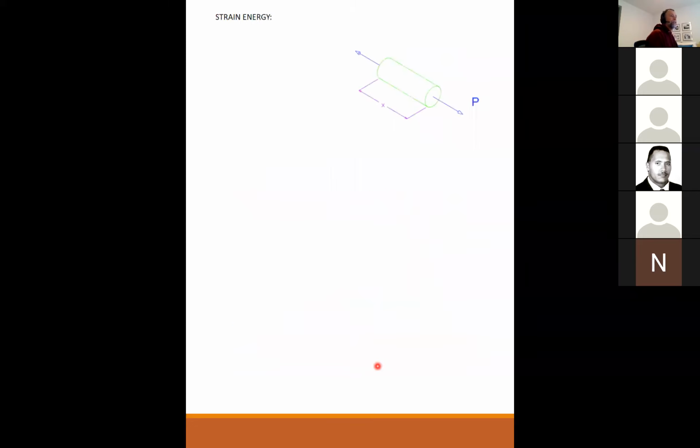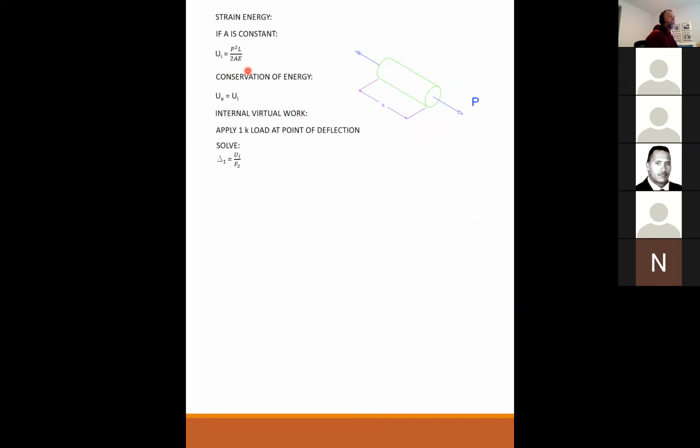So now we get to strain energy. If A is constant, then the internal energy is P squared L over 2AE. Conservation of energy, internal equals external. So for my internal virtual work, I apply a 1 kip load at the point of deflection, and I solve, again, the same thing, delta 1 is equal to the internal energy divided by my unit load.